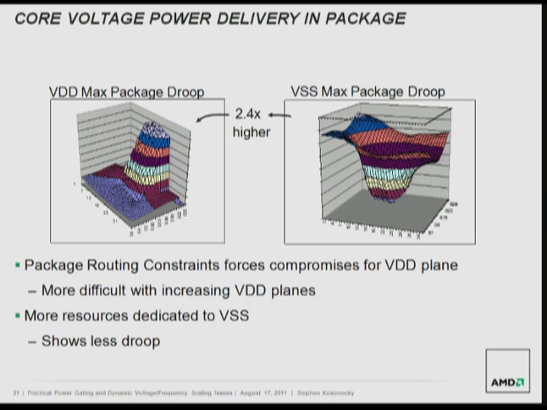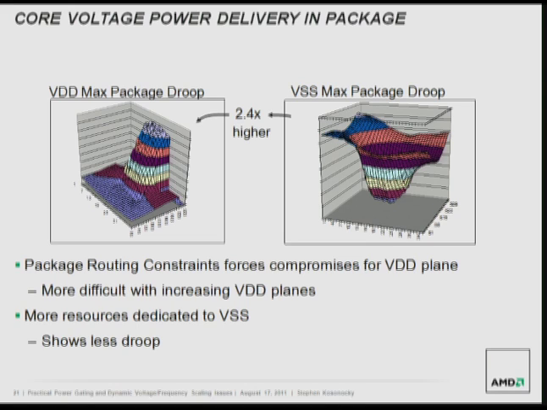If you look at the picture I showed with the VDD core versus the VSS, and look at the droop across the die, assuming a uniform power distribution on the die, you can see that because VSS typically has more resources in a package dedicated to it, we get a more uniform voltage drop in VSS than VDD. And what this is showing is that we were bringing VDD in from the left side, mainly because that's where the pins were located.